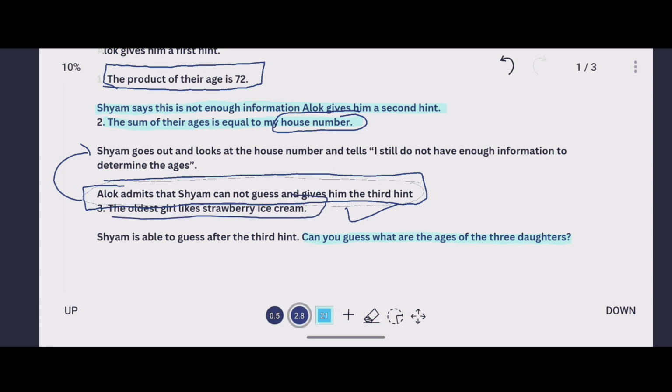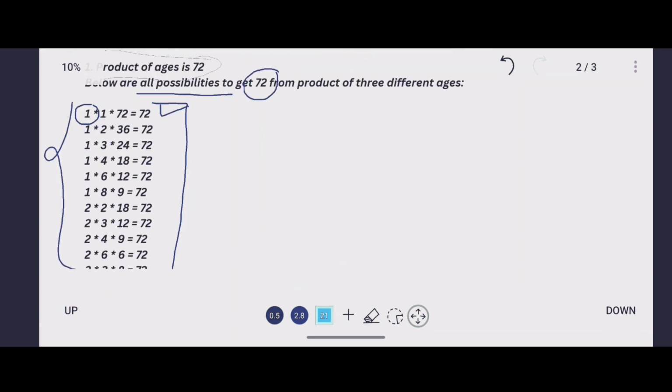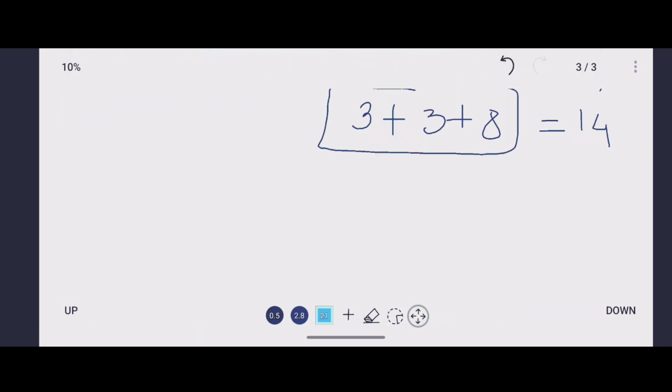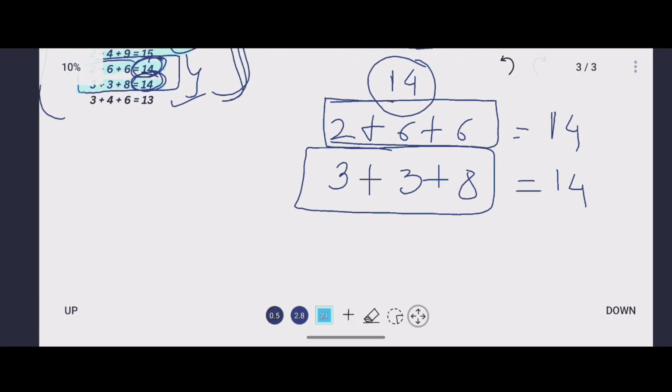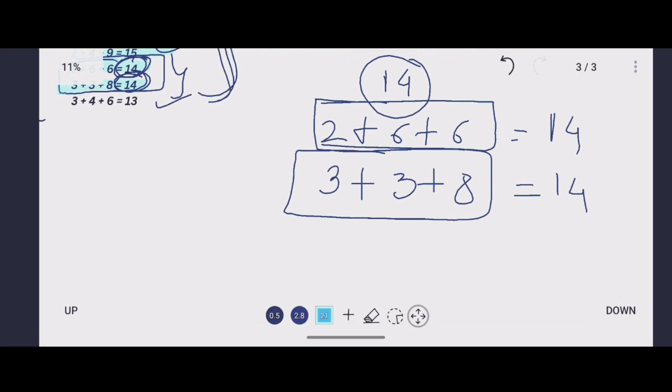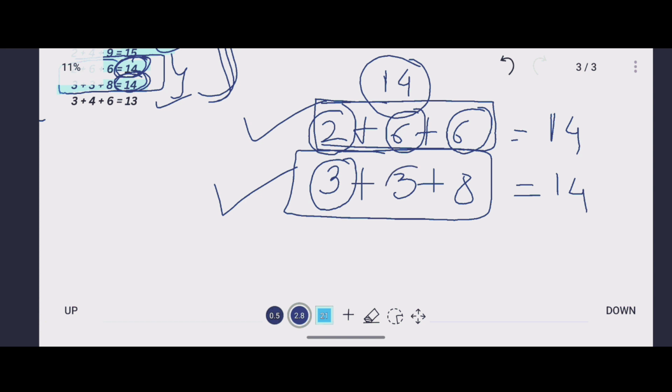The oldest girl likes strawberry ice cream. And here is the real answer hidden. He said the oldest girl likes the strawberry ice cream. So if you take a look at these two possible solutions which we have got, 2 plus 6 plus 6 and 3 plus 3 plus 8, from both of these combinations we can observe one thing. Here the age of one girl is 2, the age of the second girl is 6, and the age of the third girl is 6. And here the age of one girl is 3, the age of the second girl is 3, and the age of the third girl is 8.